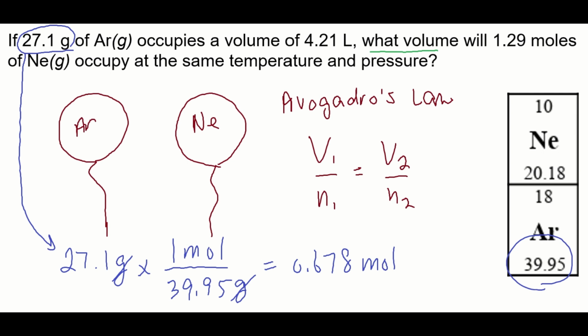So the question is asking, what is the volume under the same temperature and pressure for a different gas? So let's say the second set of conditions is neon, and the first set of conditions is argon. So we're looking for neon's volume, and we have everything else. So let's rearrange this to solve for the volume of neon.